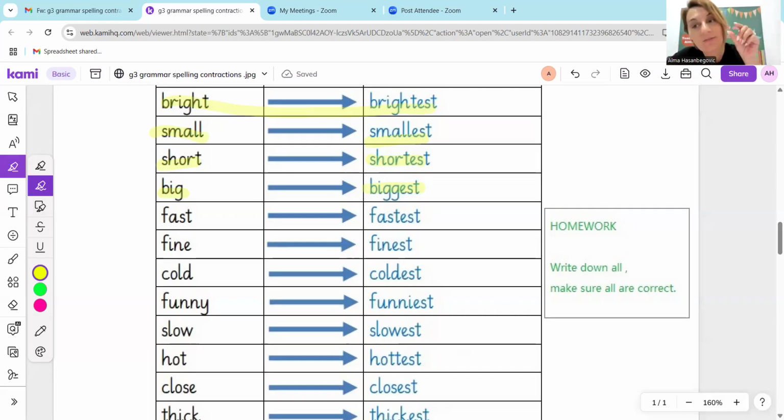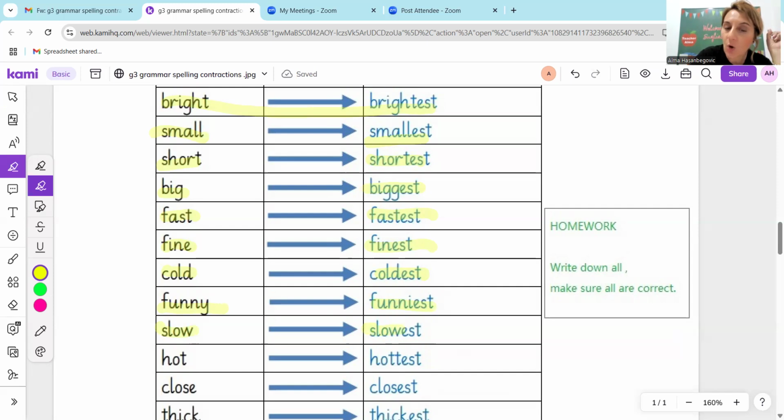Remember the rule? If the vowel is followed by a short consonant, B-I-G, big, then we double the last letter, G, and then we add EST. Fast becomes fastest. Fine, finest. Notice how for this one, it ends with an E, so we only added ST, right? Cold, coldest. Funny, funniest. Again, I hope you're noticing the rule with that Y changes to an I, right?